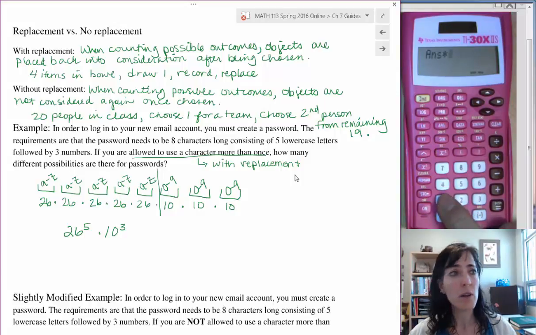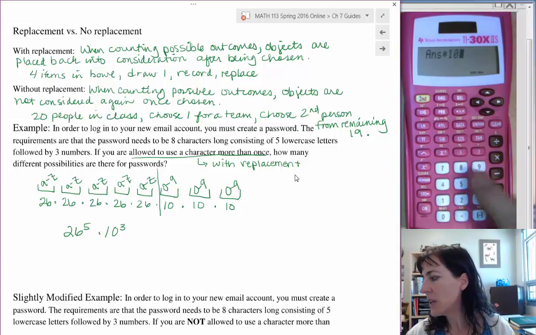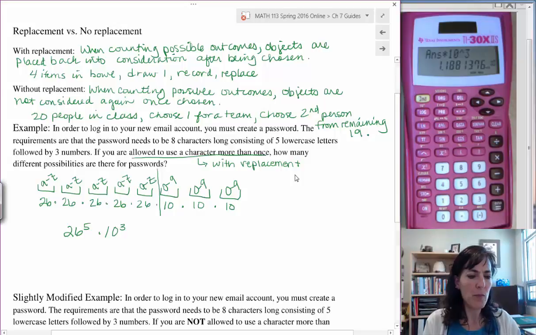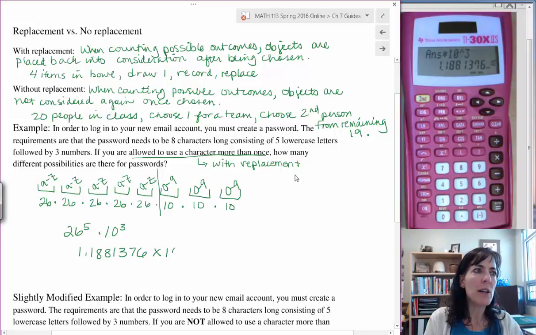times 10 to the 3rd power. And I get a really giant number. And it's written in scientific notation, so let's talk about that real quick. 8.1376 times 10 to the 10th.